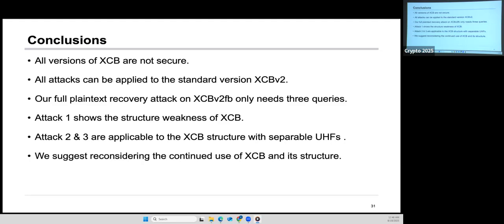Attack 1 highlights the structural weakness of XCB. In this attack, XCB becomes LRW1. And attacks 2 and 3 exploit the separable property of the underlying universal hash function. Therefore, we strongly recommend reconsidering the use of XCB and its underlying structure.